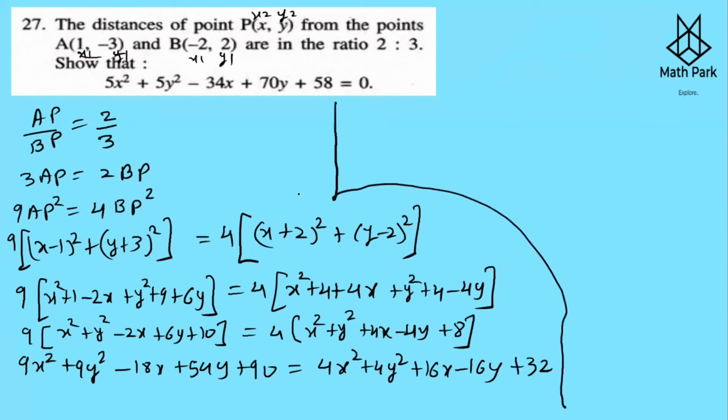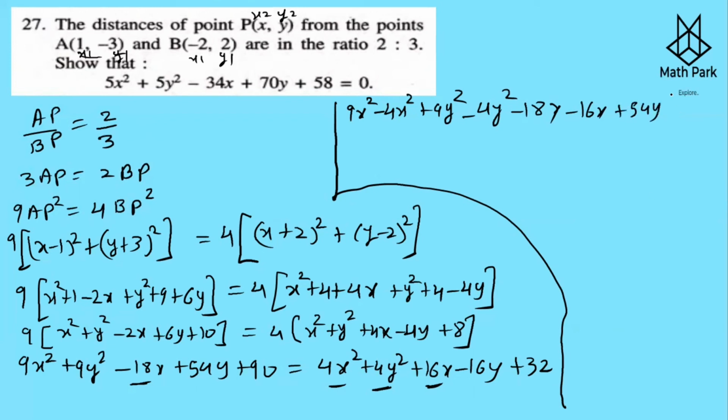Okay, let us start here now. The right side is less, so we'll bring everything on the left hand side. So we have 9x square, we'll bring 4x square here, minus 4x square, plus 9y square, this 4y square there becomes minus 4y square. Then we have minus 18x, and this 16x goes here, it becomes minus 16x. We have plus 54y. This minus 16y goes here, becomes plus 16y. Then we have plus 90 here. This 32 goes here, becomes minus 32, which is equal to 0.